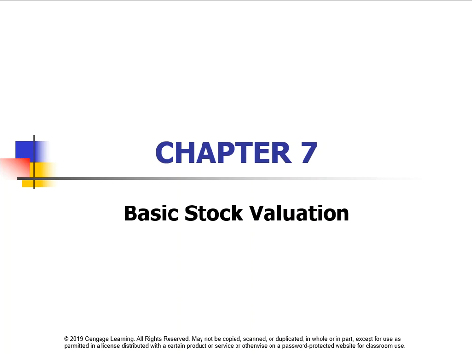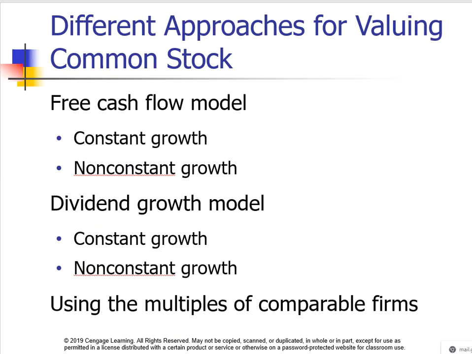Chapter 7 is on stock valuation, and there's two ways to go about stock valuation. There's some simple models that directly calculate the value of a share of stock depending on the dividends, and then there's going at it from calculating the value of the whole company and backing into the stock price. That's the more complicated, but we're going to start with that way first. So that's called the free cash flow model.